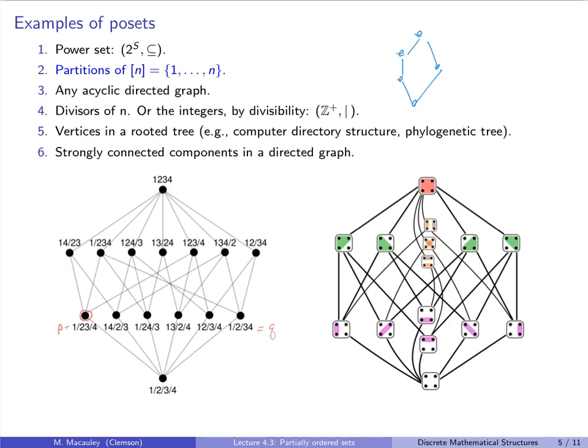Then two elements are said to have a least common multiple if there is a unique minimal partition, not minimal in the whole poset, but let me say it this way: of all of the partitions that are above both of these, let's see what there are. So there's 1, 2, 3, 4, and 1, 2, 3, 4. Of all of those, there is a unique minimal one, and indeed there is.